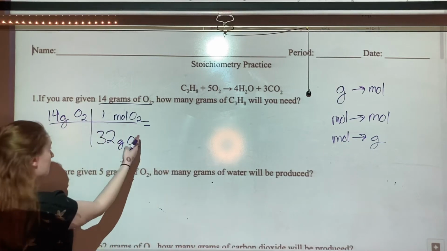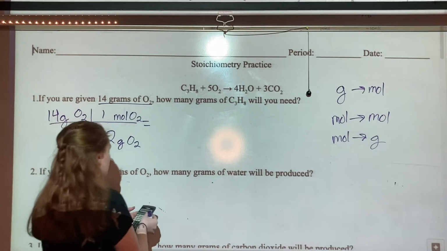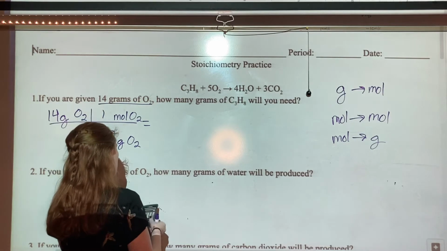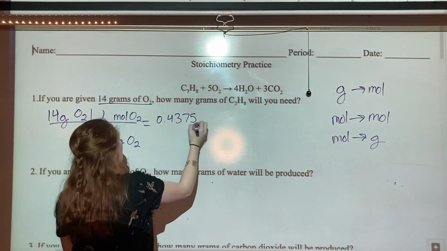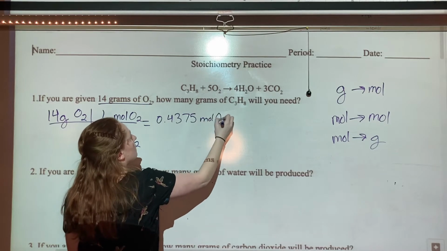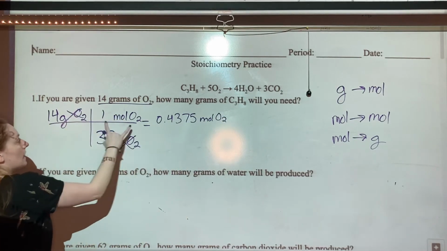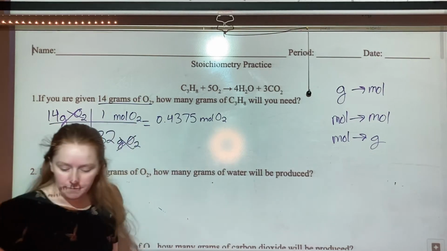Once I've done that first step, I can go ahead, use my calculator, and do the math, multiplying on top, dividing on bottom. And my answer for this one is 0.4375 moles of O2. I know that it's moles of O2 because this unit was canceled and this unit went with it. That's step 1 of stoichiometry.